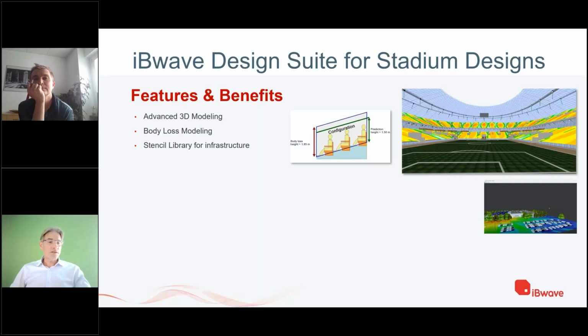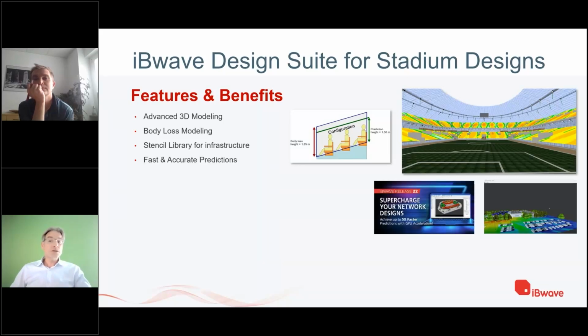We have a stencil library where you can add any component, any structure. It could be the catwalks, the seating areas, or, like in this example, cars and trees. All of them you can store in a library and just drag and drop into your project. It saves a lot of time and increases the accuracy at the end. Fast and accurate predictions are important, and we support NVIDIA CUDA graphic cards for very fast network design.